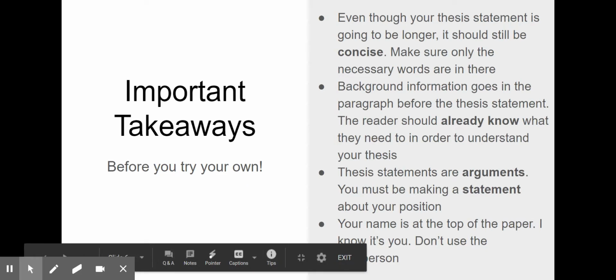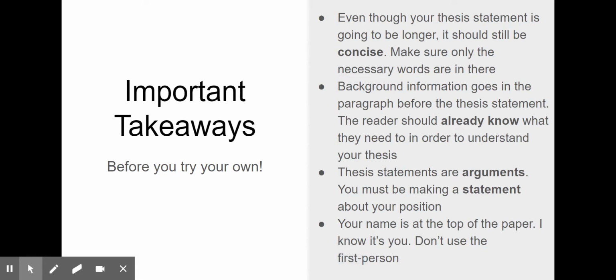Your thesis statement is going to be longer, but it should still be concise. A thesis statement shouldn't wind up looking like a paragraph. Those thesis statements look pretty long because they are in very large font, but I promise you, if you were writing those out in a regular essay format, size 12, double space, they wouldn't take up that much space. You still need an intro paragraph. Your thesis statement is just the end of your intro paragraph. So make sure it's concise and make sure that only the necessary words to prove your point are in there.